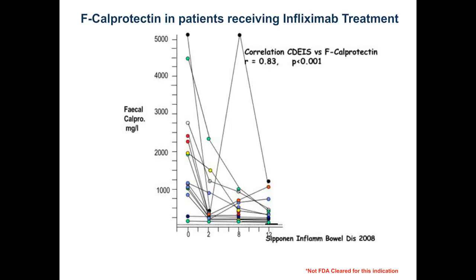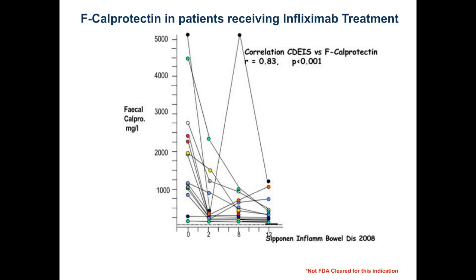So let's look at some data. This is a study from Finland, from Sipponen, and she did everything correct. They did endoscopy during the follow-up of patients that were treated with infliximab. Infliximab is what we call a biological drug, and it's very, very effective in a lot of inflammatory disorders like rheumatoid arthritis, but also in inflammatory bowel disease.